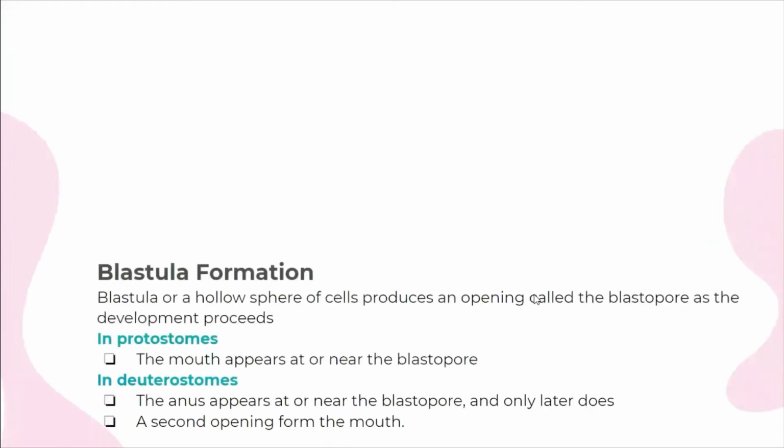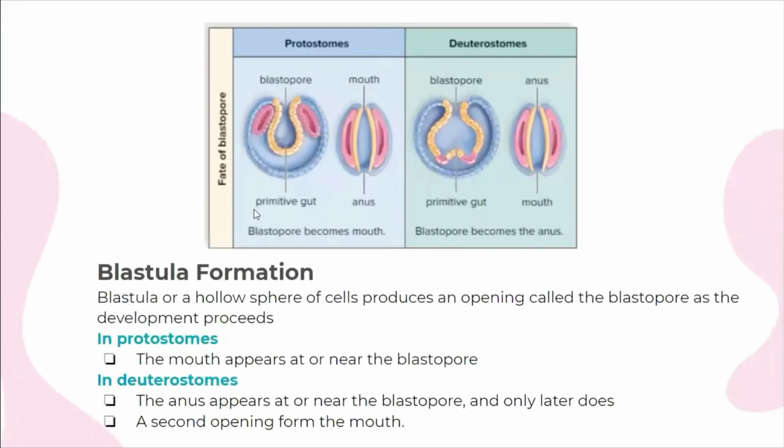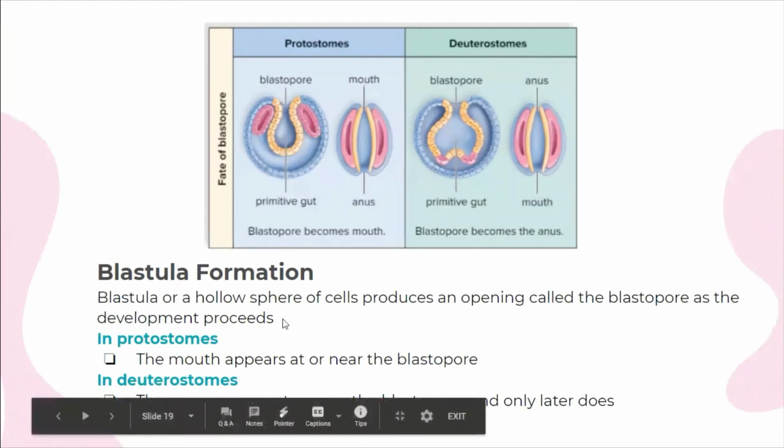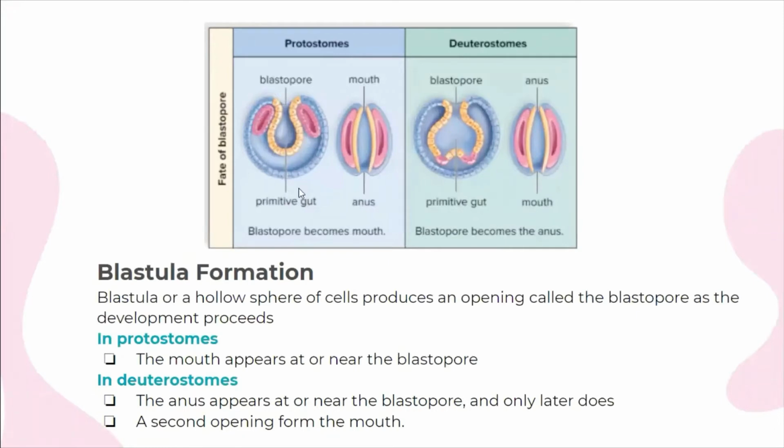Moving on, we're going to talk about blastula formation. The blastula, or hollow sphere of cells, produces an opening called the blastopore as development proceeds. In protostomes, the mouth appears at or near the blastopore. But for deuterostomes, the anus appears at or near the blastopore, and only later does a second opening form the mouth.